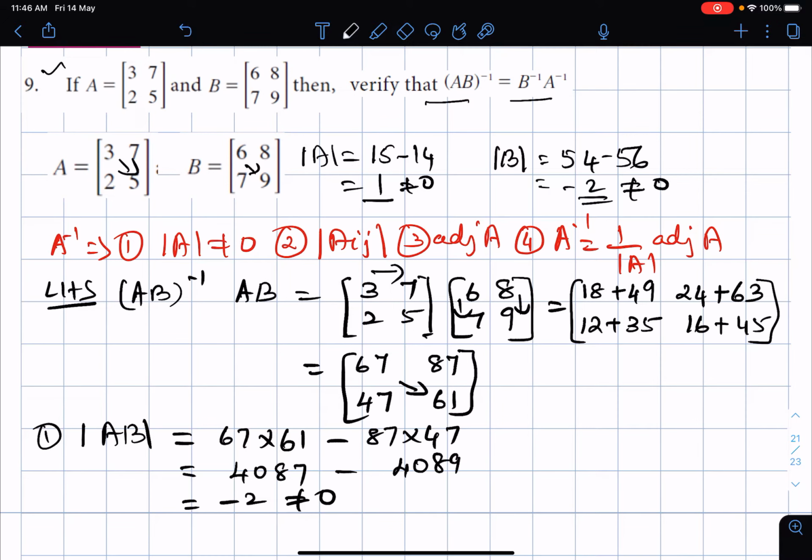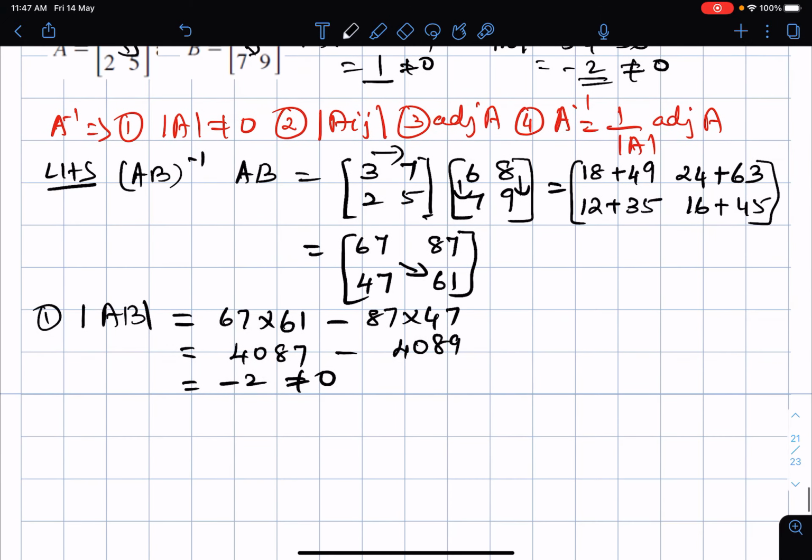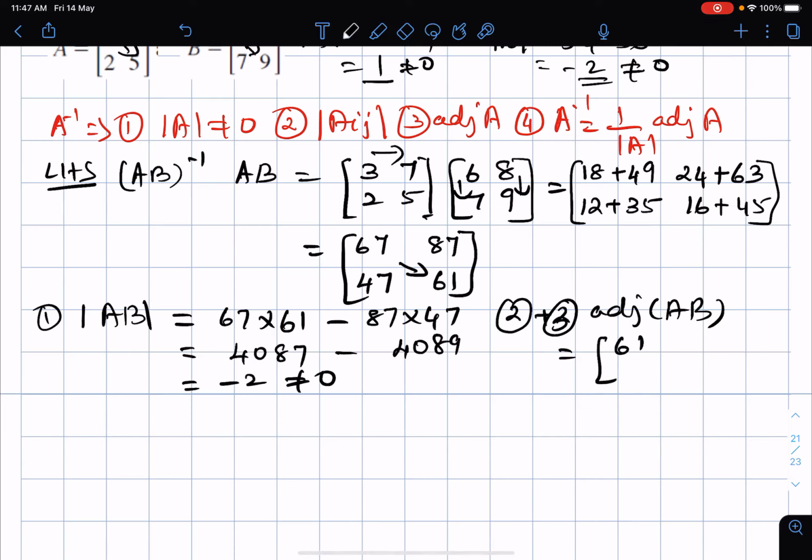Okay, now coming to the second step. Now since this is a 2 cross 2 matrix, you are going to combine 2 plus 3 together, so directly you can get the adjoint for AB. Okay, what is adjoint AB? What you are going to do is just interchange the diagonal elements. So 61 comes here and 67 comes here, and just put a minus sign on the other two since both are in plus, so you put it in minus sign.